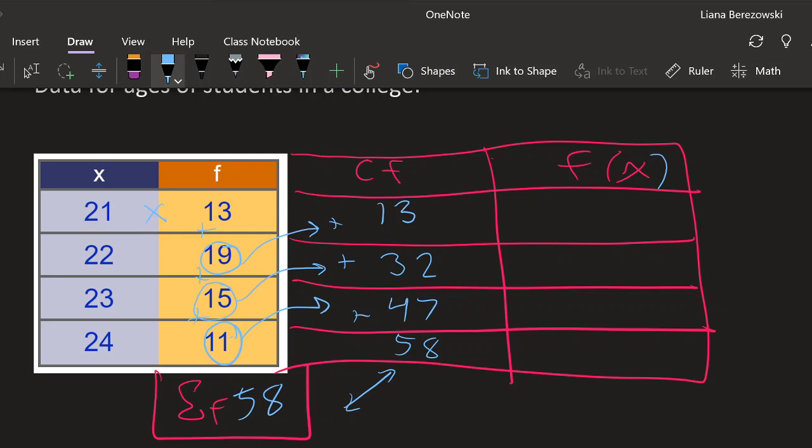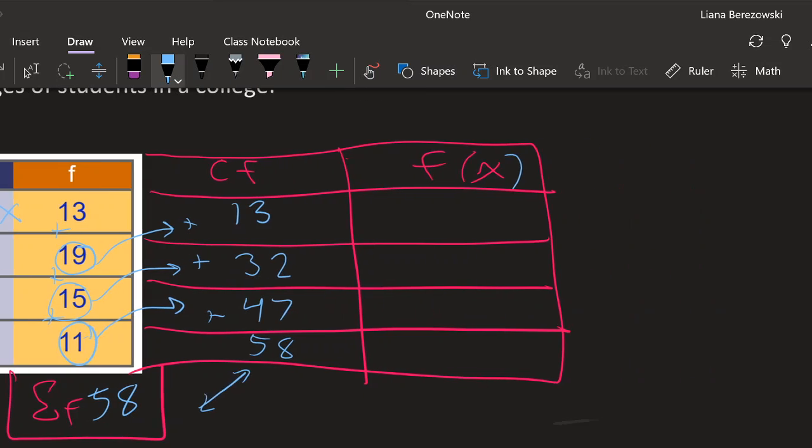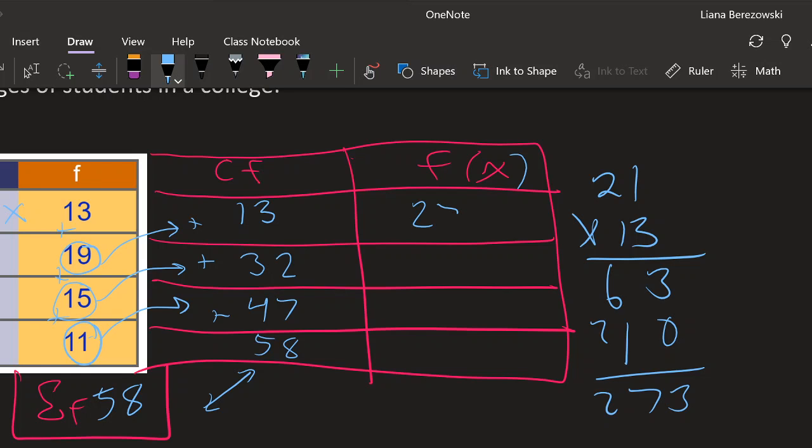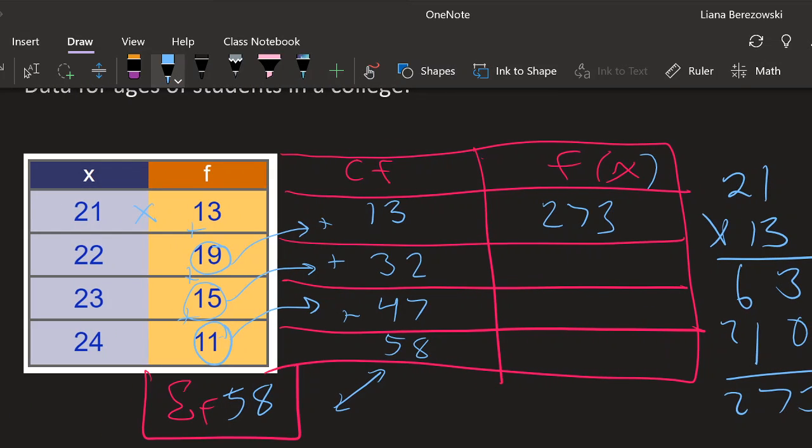Okay, so my first score is 21. I want to multiply it by its frequency, which is 13. So we're doing 21 times 13. Okay, so that's going to give me 273. So f of x for our first score is going to be 273.